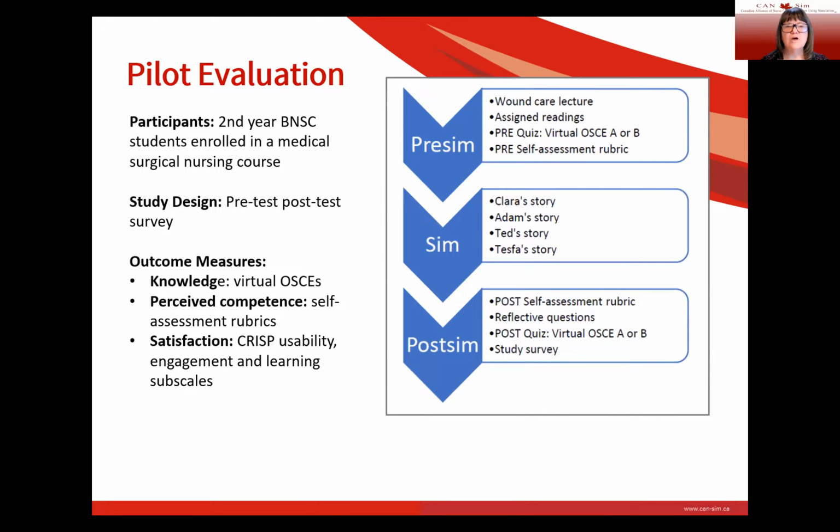And then the outcome measures that I used in the study were knowledge from the virtual OSCE, so the score that was submitted. They also completed the self-assessment rubrics, and so that was their perceived competence. And for satisfaction, I included the CRISP scale, which is the Classroom Instructional Perception Scale for virtual simulations. And it has 3 subscales: usability, engagement, and learning. And so they completed that on the survey.